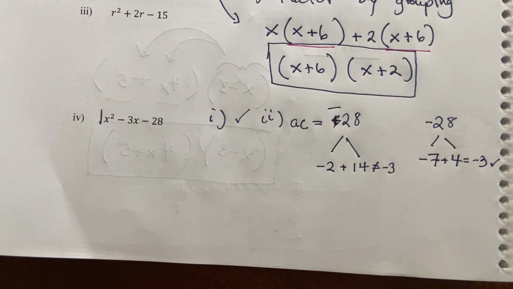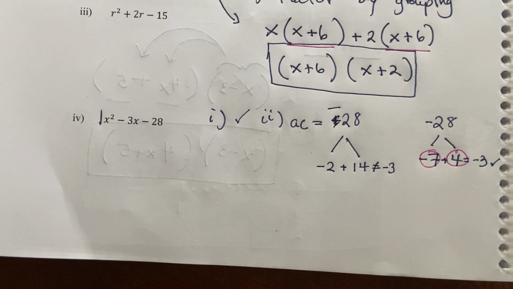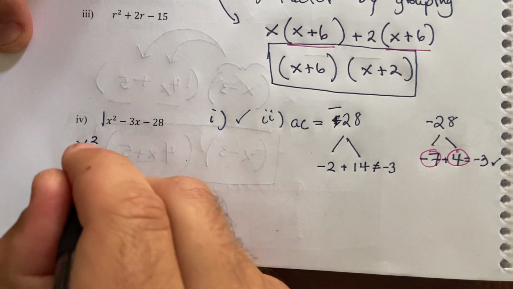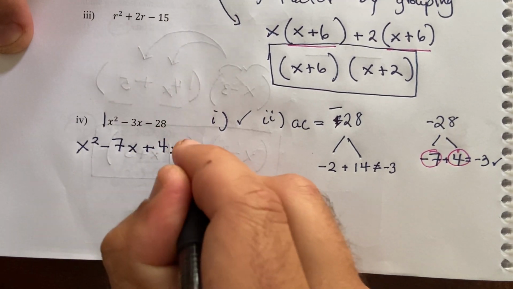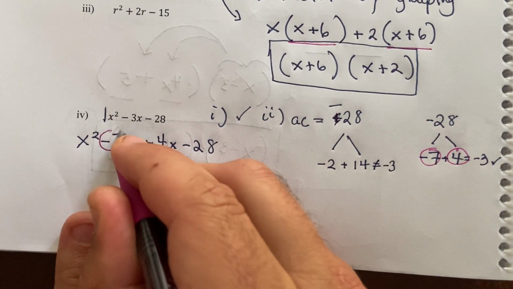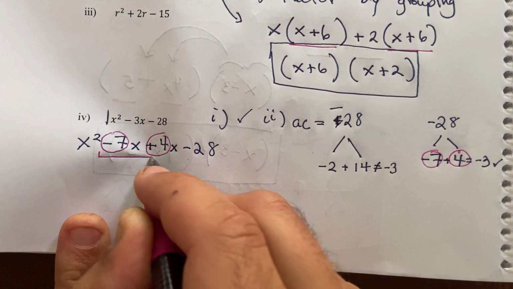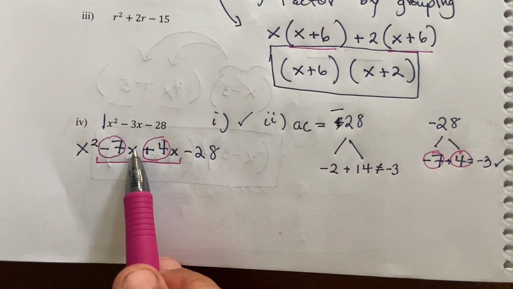So these are the numbers that I'm going to use to rewrite negative 3x. Over here I'll write x squared minus 7x plus 4x minus 28. So those numbers came in right here and here. And these should always add up to what we originally started with. So negative 7x plus 4x, negative 3x, yep.